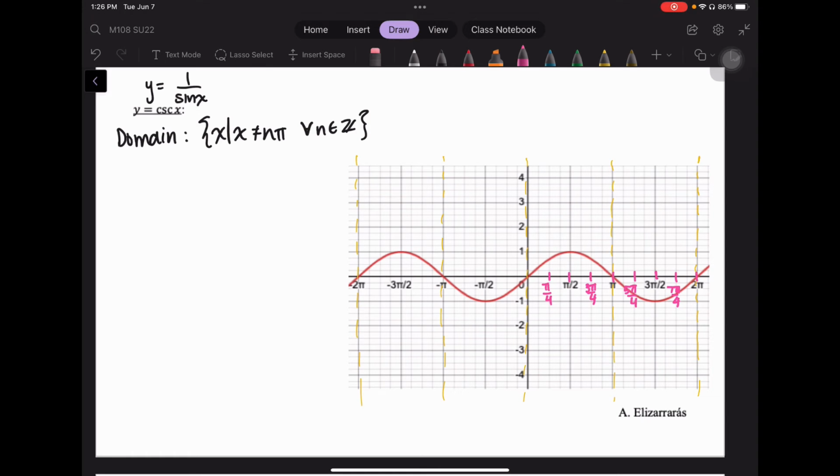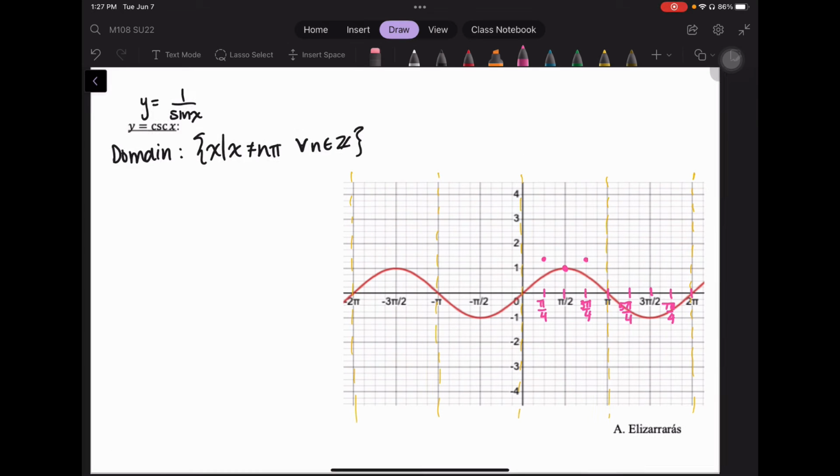At pi over 4, cosecant was root 2, which is about 1.41. At pi over 2, the function was a value of 1. At 3 pi over 4, again it was root 2. At 5 pi over 4, the function was negative root 2. At 3 pi over 2, the function was 1. At 7 pi over 4, the function was also negative root 2.